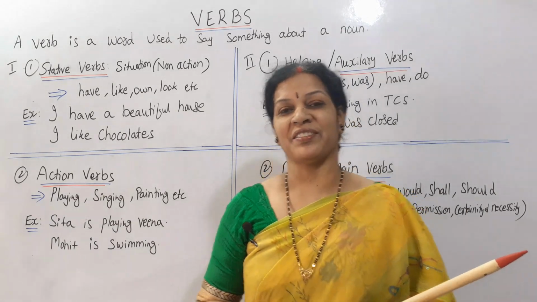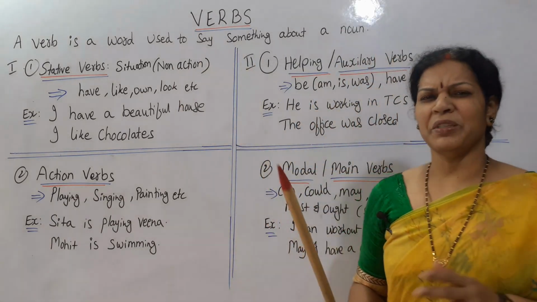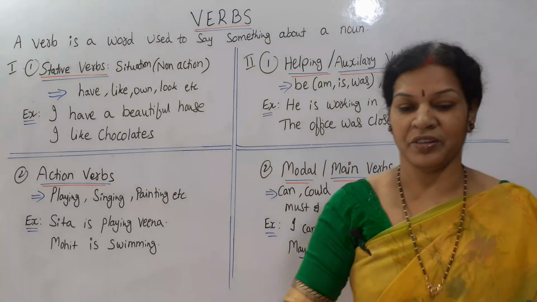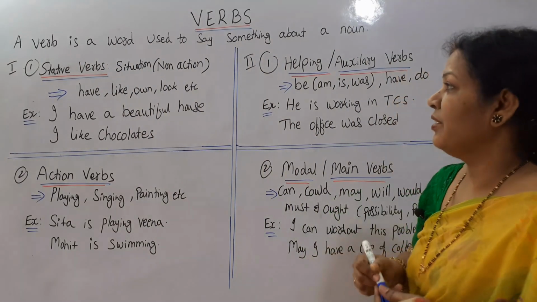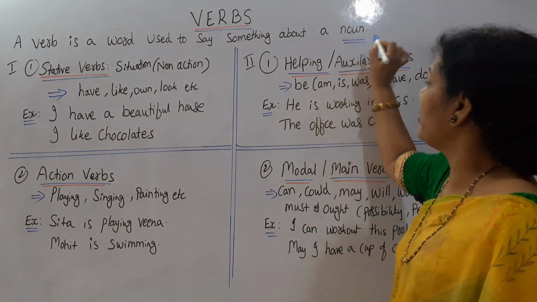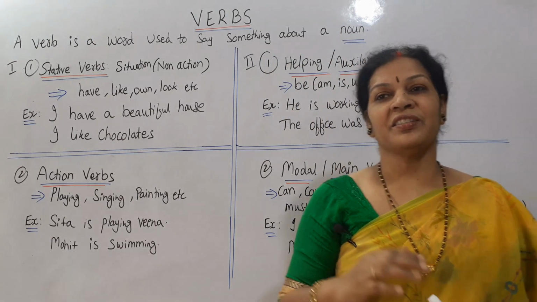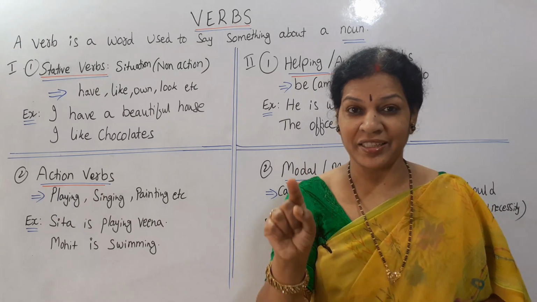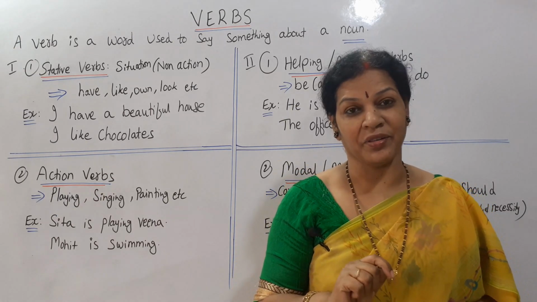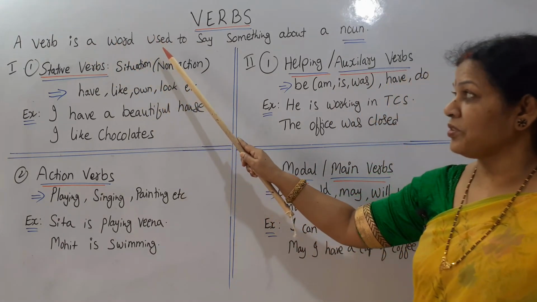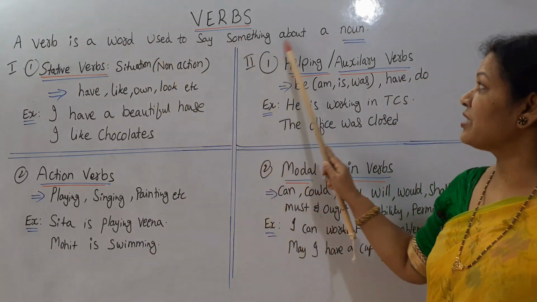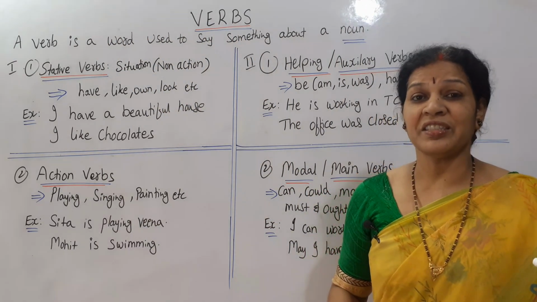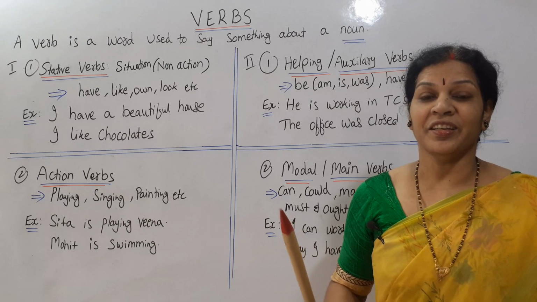Okay, now coming to the class, verbs. What is a verb? In a simple definition you can say that a verb is a word used to say something about a noun. So a verb is a word which is used to say something about a noun. Say, Sita is reading a book. Sita is the noun here. A verb is a word used to say something about the noun. The noun here is Sita. About Sita, what is it saying? Sita is reading. Reading is the verb.